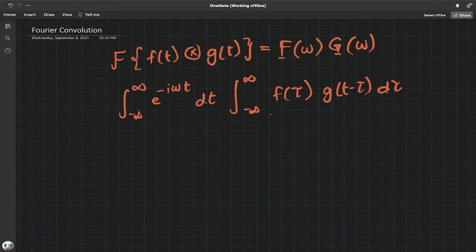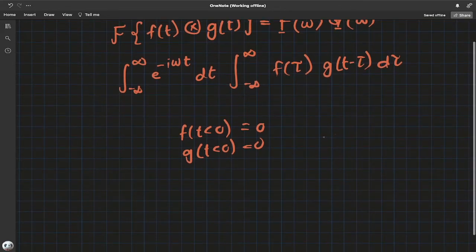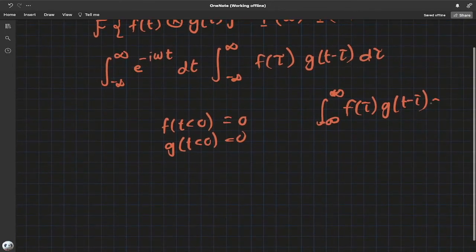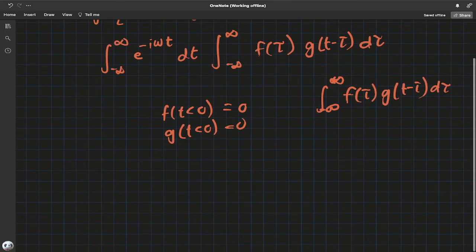You might say, well, there was a 0 to t before. That's because we are assuming that for t less than 0 both of these are 0, and that makes sense because if you consider the negative infinity to infinity case, f of tau and g of t minus tau d tau, well, if you have negative infinity to 0, on that interval f of tau will be 0, so don't worry about that.